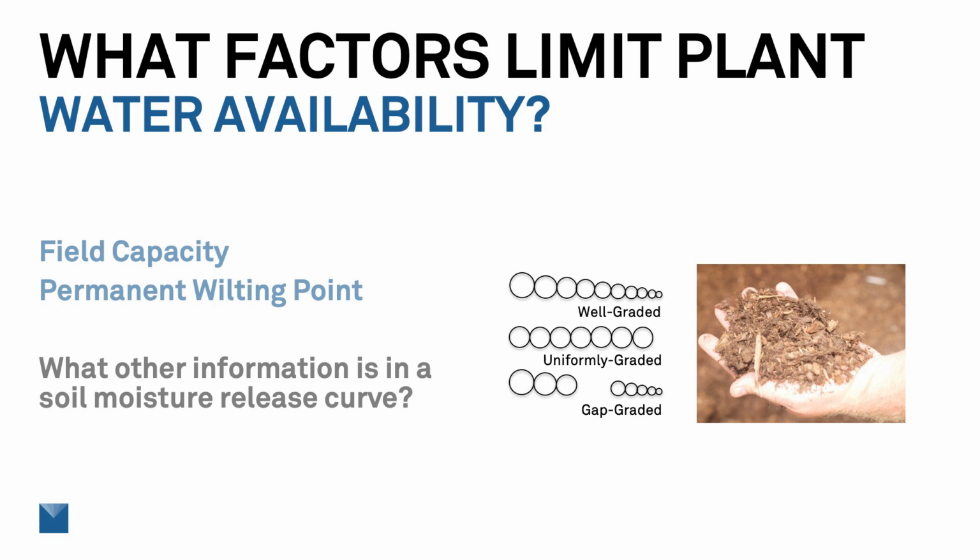Okay, well, let's go a little bit beyond that. What factors limit plant water availability? What other factors can limit plant water availability? Traditionally, when we think of plant available water, we're primarily looking at field capacity and permanent wilting point. Those are the typical factors that we're going to look at. But what other information is in the soil moisture release curve that can help us understand how our plants are going to behave and what might actually limit our plant available water?